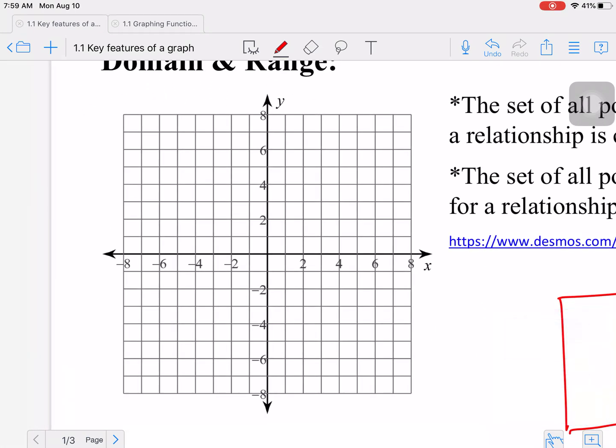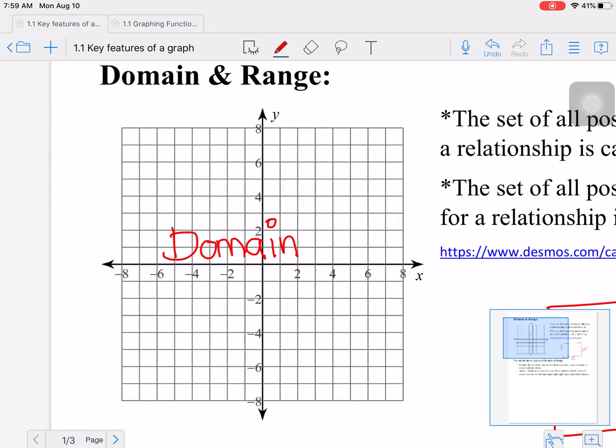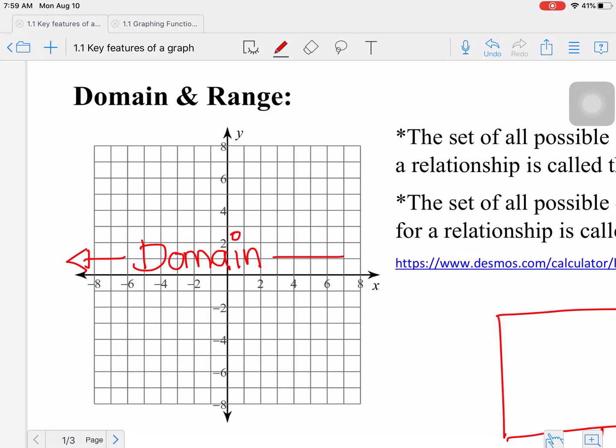So your domain is basically asking you how big is your function from the left and how big is your function from the right. And notice that I said left first. Your left always goes first. So how big is your function from the left and how big is your function from the right? Your range is your output, and it's gonna deal with your y-axis. So same thing. I want to know how big is your function from the bottom first, and then how big is your function from the top. And that's basically what domain and range is.